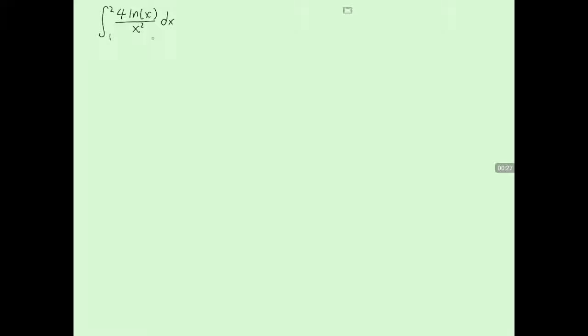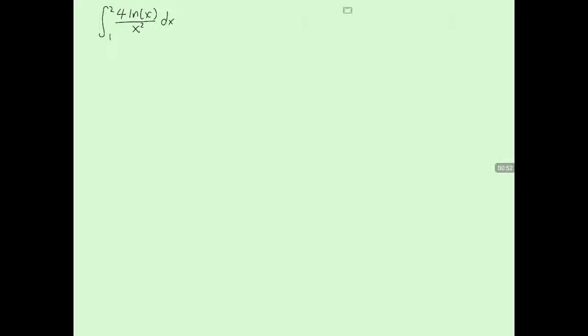If we substitute 1 over x or something, we would still have another 1 over x, so that's not going to be very helpful. If we substitute x squared, we can't get rid of the x inside of the ln, so substitution is out of the question. Let's see if we can use integration by parts.